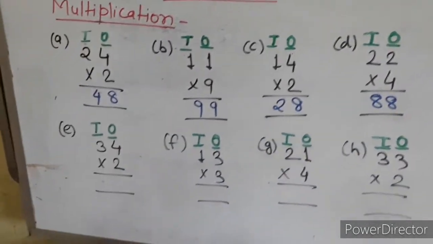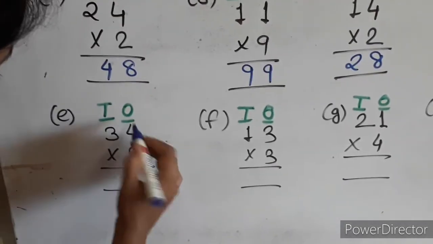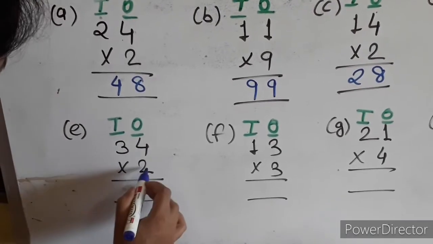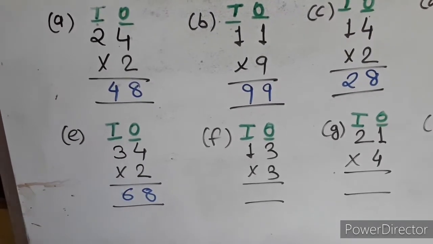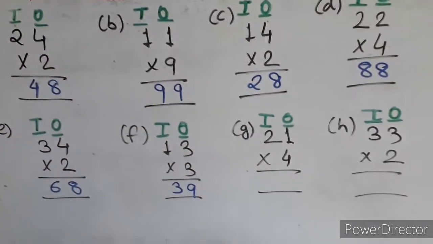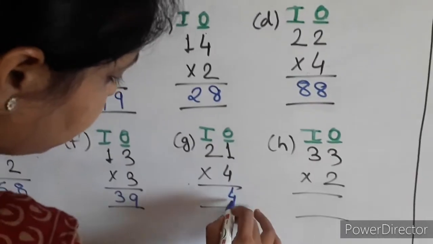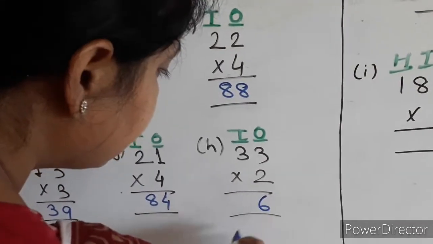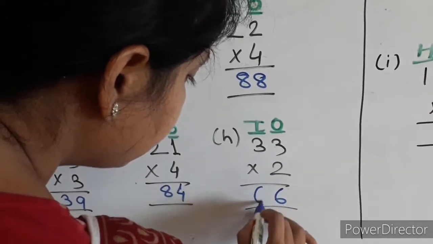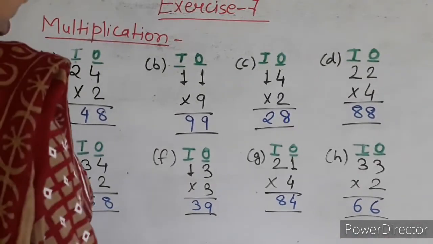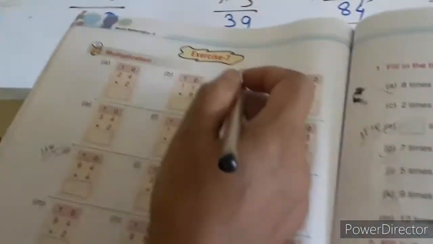your answer. Then the E, we have to follow the same rule, we multiply this side, 4 2s are 8, and 2 3s are 6. In F, 3 3s are 9, 3 1s are 3. G, 4 1s are 4, 4 2s are 8. Then H, 3 2s are 6. Then this is also 6, 2 3s are 6. So this way you have to do the rest of the questions. You solve them yourself. This is exercise 7. From I you have to solve the rest of the portions.